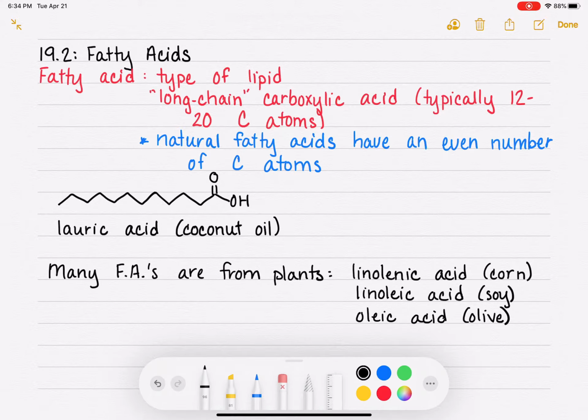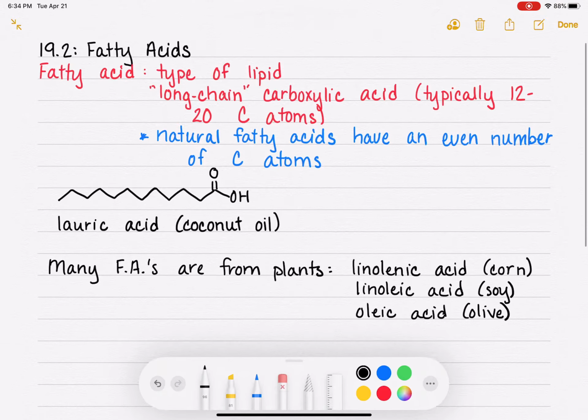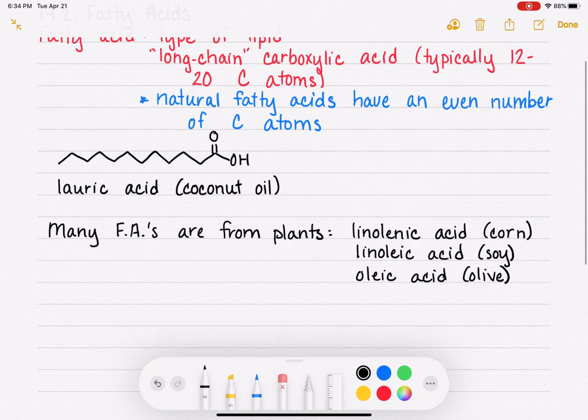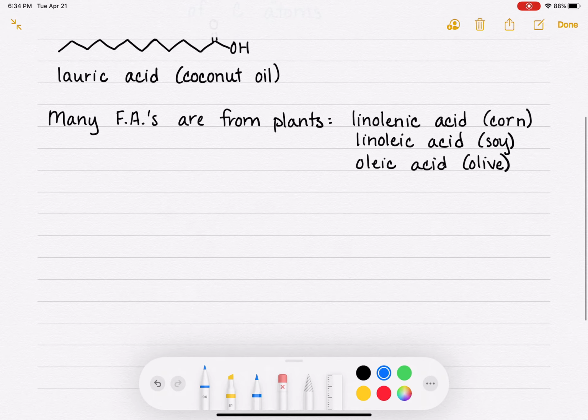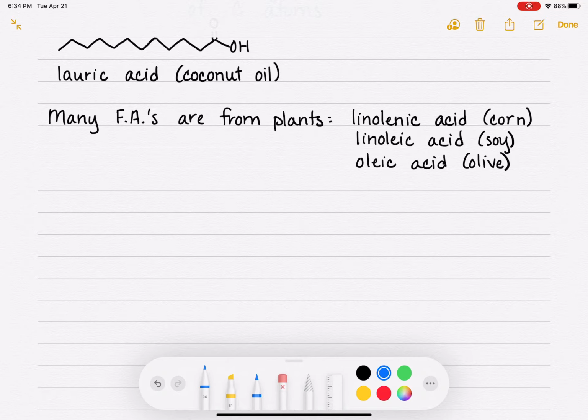Fatty acids can be characterized based on how many carbon-carbon double bonds they have. So we have 3 different categories of fatty acids. We have saturated fatty acids.